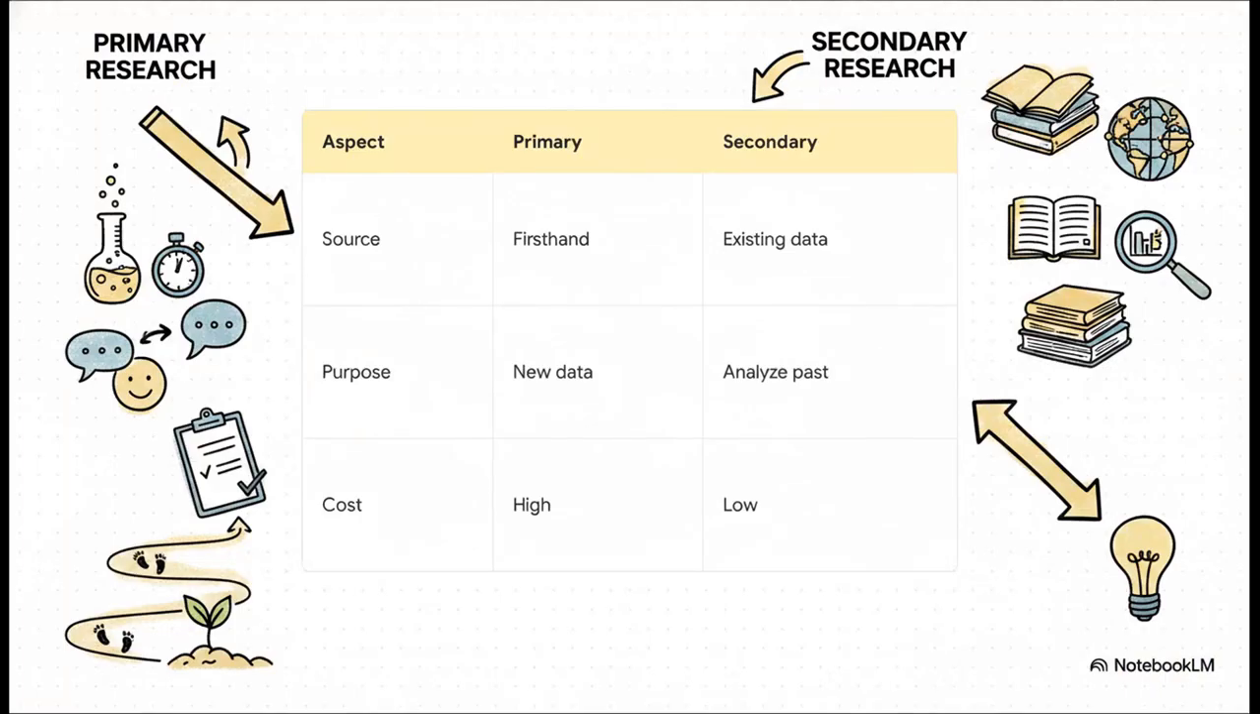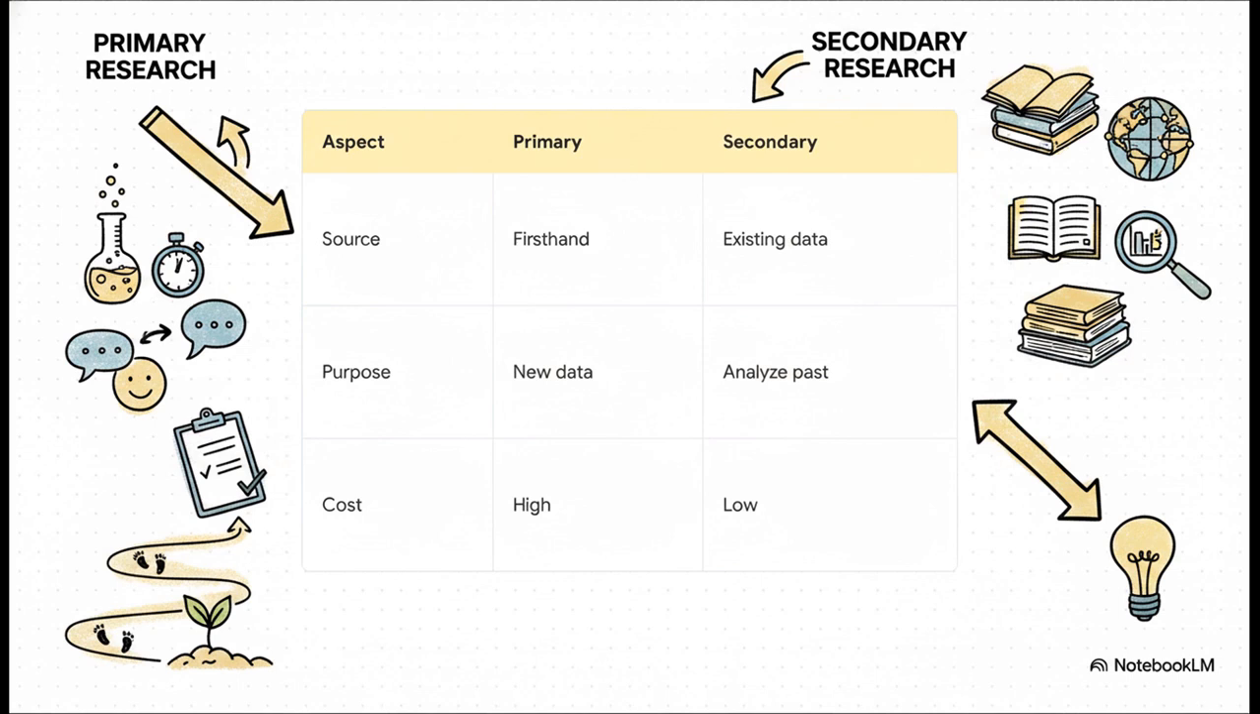Okay, so every single research project has to start with one big fundamental choice. Where is your data actually coming from? Are you going to roll up your sleeves and dig it up yourself? Or are you going to synthesize what somebody else has already found? Primary research is all about collecting new data firsthand. The whole purpose here is to gather original data that's perfectly specific to your research question.